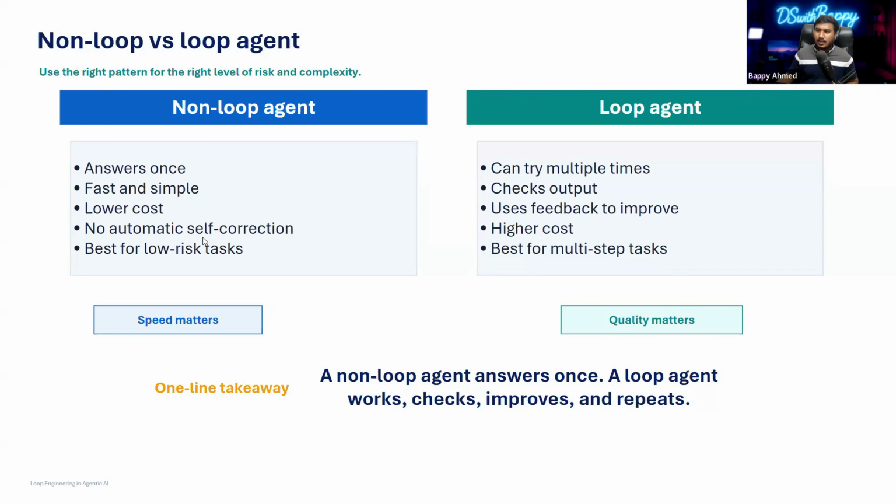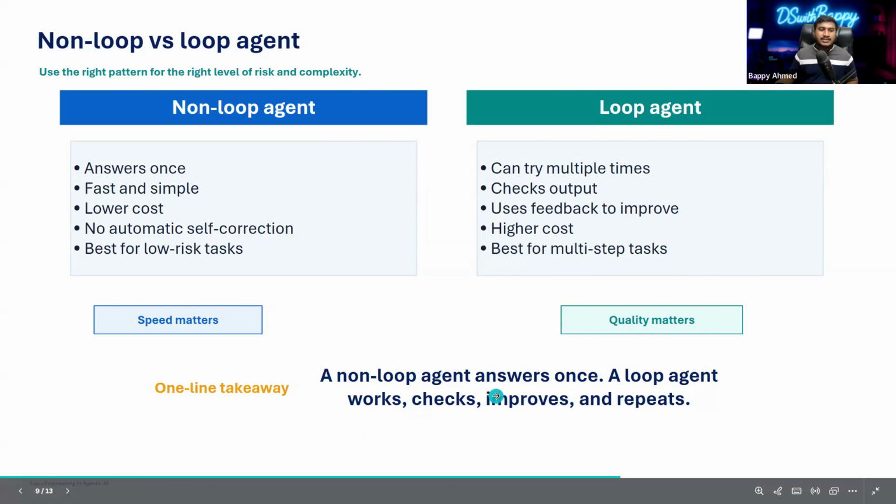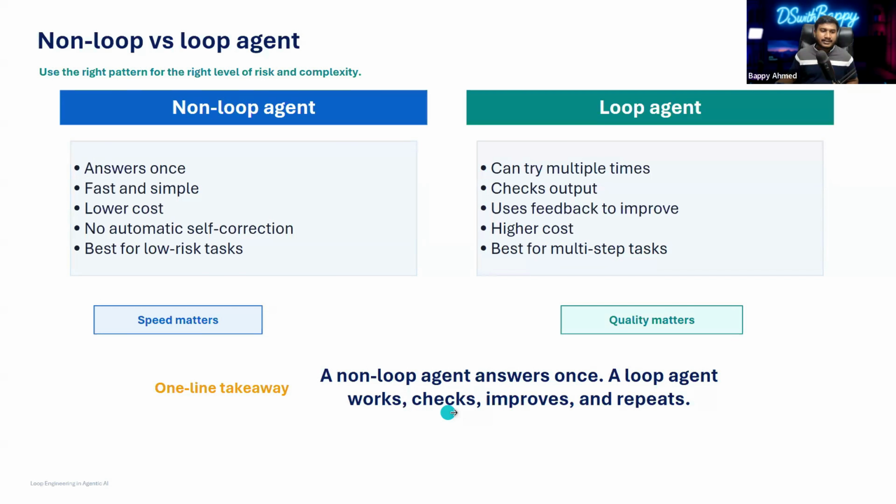I'm doing SF projects, I will manage that with prompt only, but for quality it's required. Yes. So in one line you can say: non-loop agents answer once, while loop agents work, check, improve and repeat.